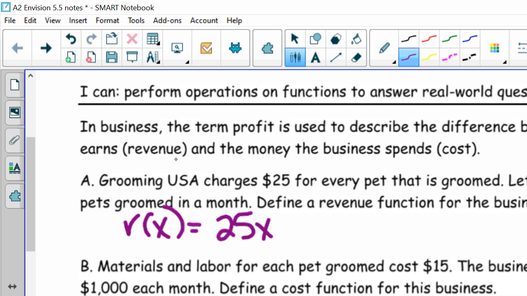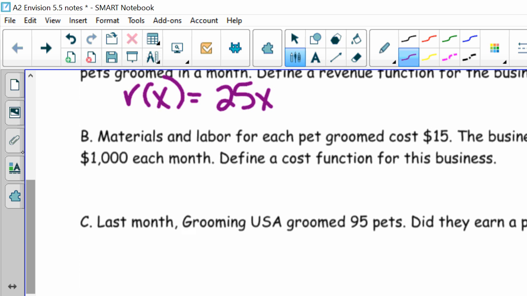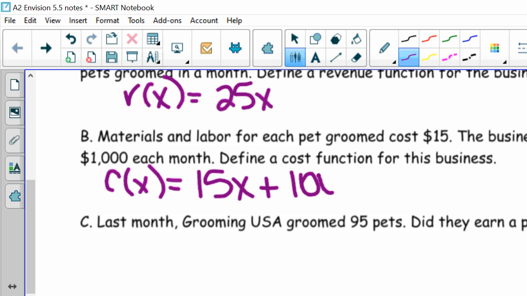B: materials and labor for each pet groomed cost $15. The business also has fixed costs of $1,000 each month. Define a cost function for this business. We're going to call this C of x. This is how much it costs them to do business every month. For every pet they groom, it costs $15 plus an additional $1,000 every month. So we would say 15x plus 1,000.